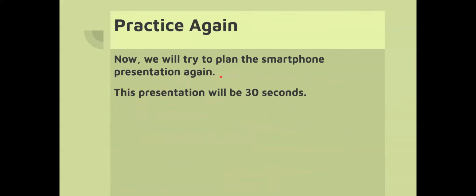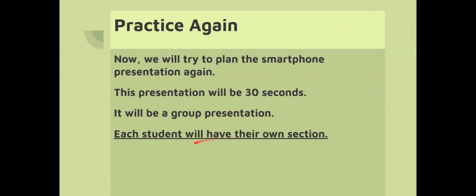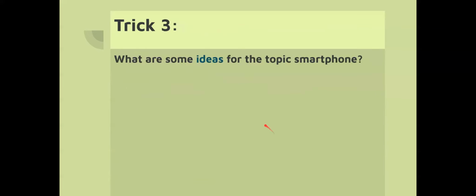All right, so now we're gonna try and do another presentation. So your presentation could be 30 seconds. You're gonna do this kind of with your group. I'll explain how you'll do this, but you're gonna do it with your group. And each student will have their own unique section, okay? But I have some more tricks for you that I think will help you.